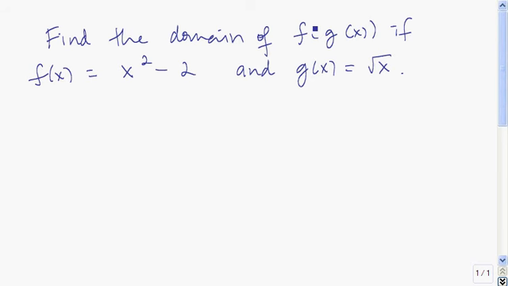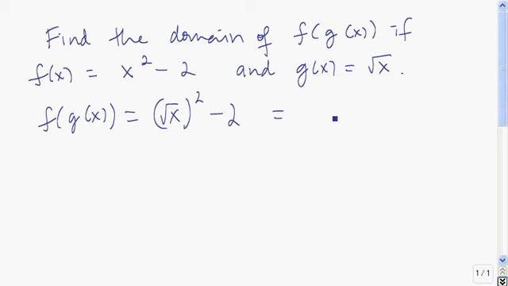So first off, I'm going to find the function f of g of x in its simplified form. To do that, I will take the square root of x and plug it into that x as I showed you in the last video. So I have the square root of x squared minus 2, and that's equal to x minus 2, since the square root of x squared is just x.